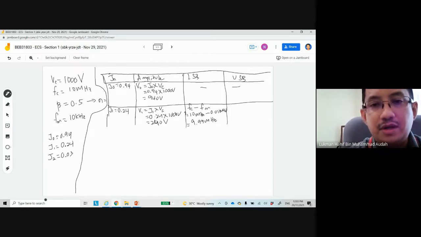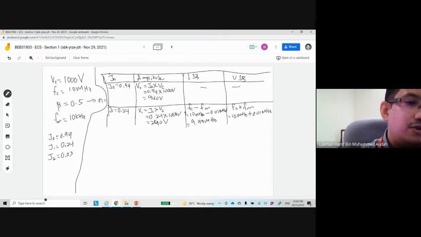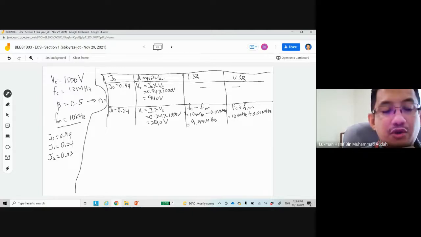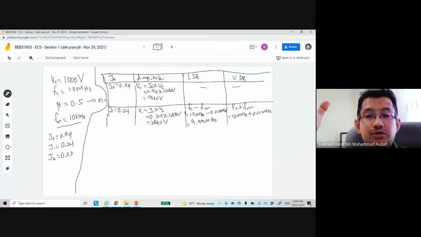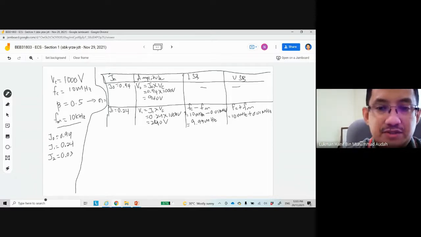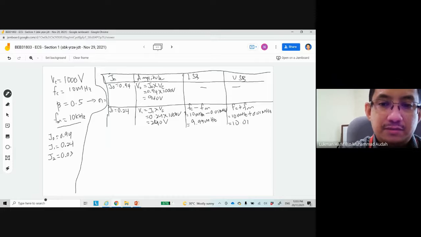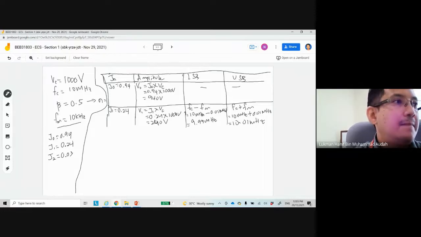What about the upper sideband? It is equal to Fc plus Fm, which is 10 mega plus 0.01 megahertz. Again, 0.01 is from Fm, which is 10 kilohertz. If we convert 10k to mega, it becomes 0.01 mega. So that means this is 10.01 megahertz. The location is 10.01 megahertz.